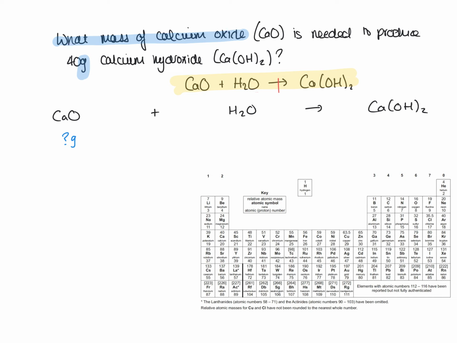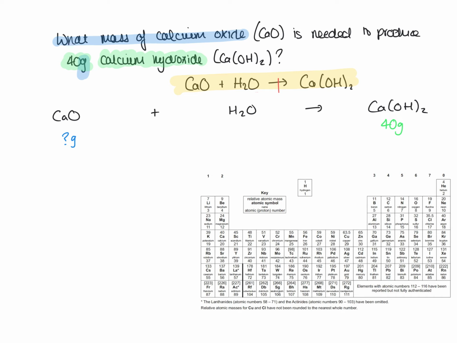It also says it is needed to produce 40 grams of calcium hydroxide, which is Ca(OH)2. So right underneath that one, 40 grams of that. So that's what we're aiming for, and that's what we're trying to find out. And I've written them under the appropriate chemical.